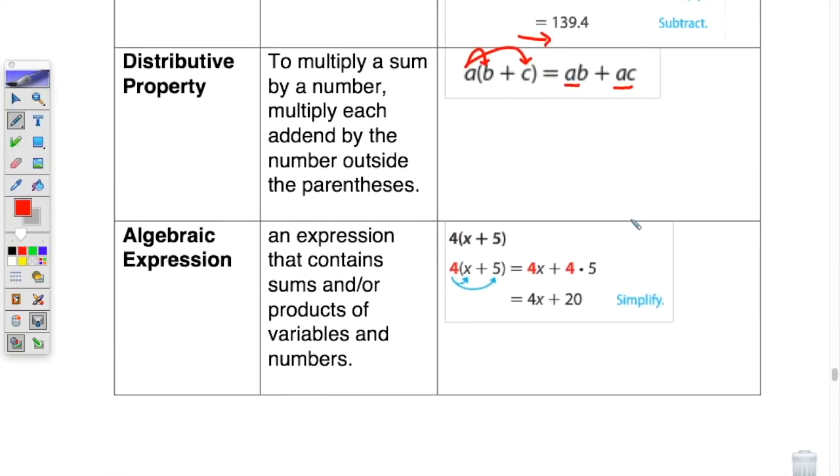An algebraic expression is an expression that contains sums and or products of variables and numbers. So in this problem over here, this is an algebraic expression because it contains a variable. We can still distribute the 4 to the x and the 4 to the 5, so we have 4x plus 4 times 5. We can only multiply the 4 times 5, so our final answer is 4x plus 20.